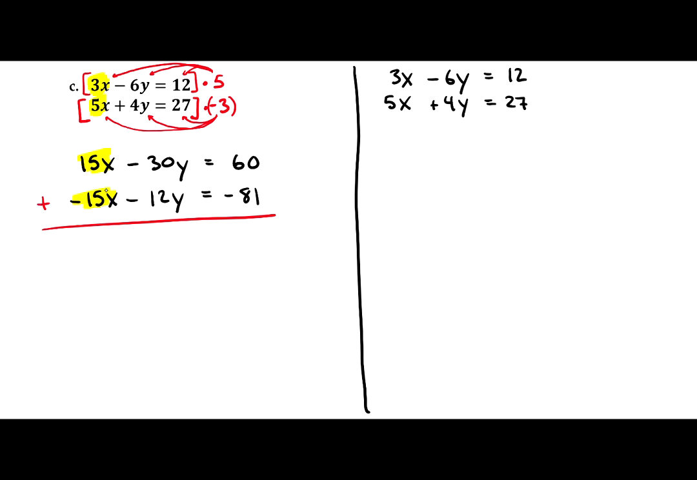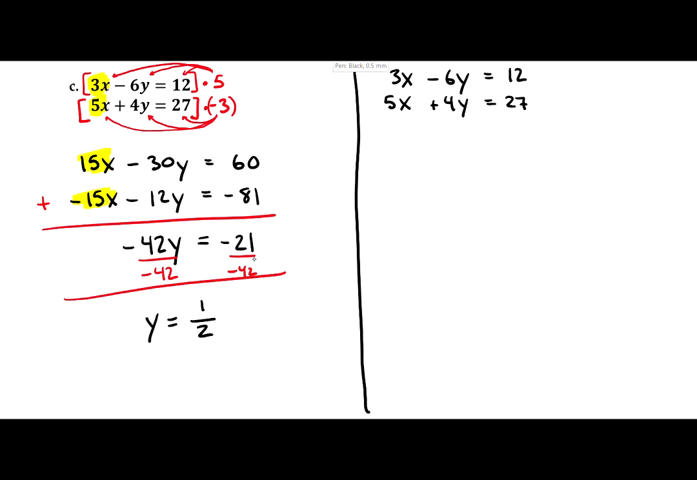So now 15x and a negative 15x together give you 0. Negative 30y and a negative 12y, that's a negative 42y. And a 60 plus a negative 81 is negative 21. And we can solve for y. Divide both sides by negative 42. And so we'll get y is equal to positive 1/2.